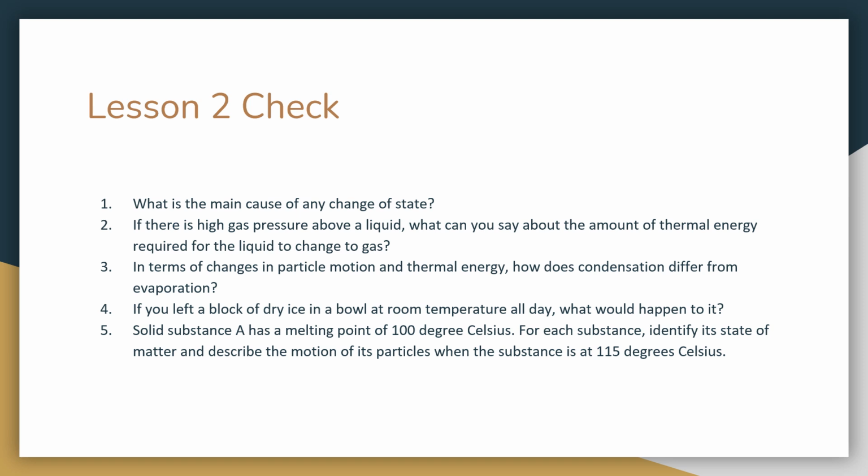Number 3: in terms of changes in particle motion and thermal energy, how does condensation differ from evaporation? During condensation, gas particles lose thermal energy and slow down, which allows them to condense into a liquid. During evaporation, liquid particles gain thermal energy and speed up, causing them to break free of each other. If you left a block of dry ice in a bowl at room temperature all day, what would happen to it? It simply is going to sublime. All of the dry ice would turn to gas, and the bowl would be empty by the end of the day.